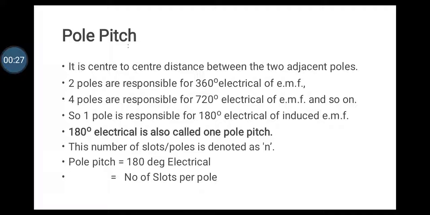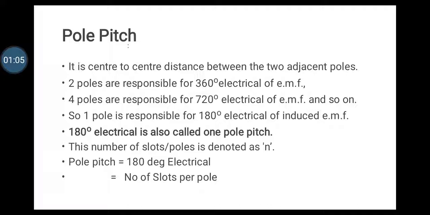For example, two poles in any machine are responsible for 360-degree electrical EMF, which we have discussed in the electrical and mechanical angle. Similarly, four poles are responsible for 720-degree electrical EMF and so on. Eight poles double that again. So one pole is responsible for one half cycle, that is nothing but 180-degree electrical of induced EMF.